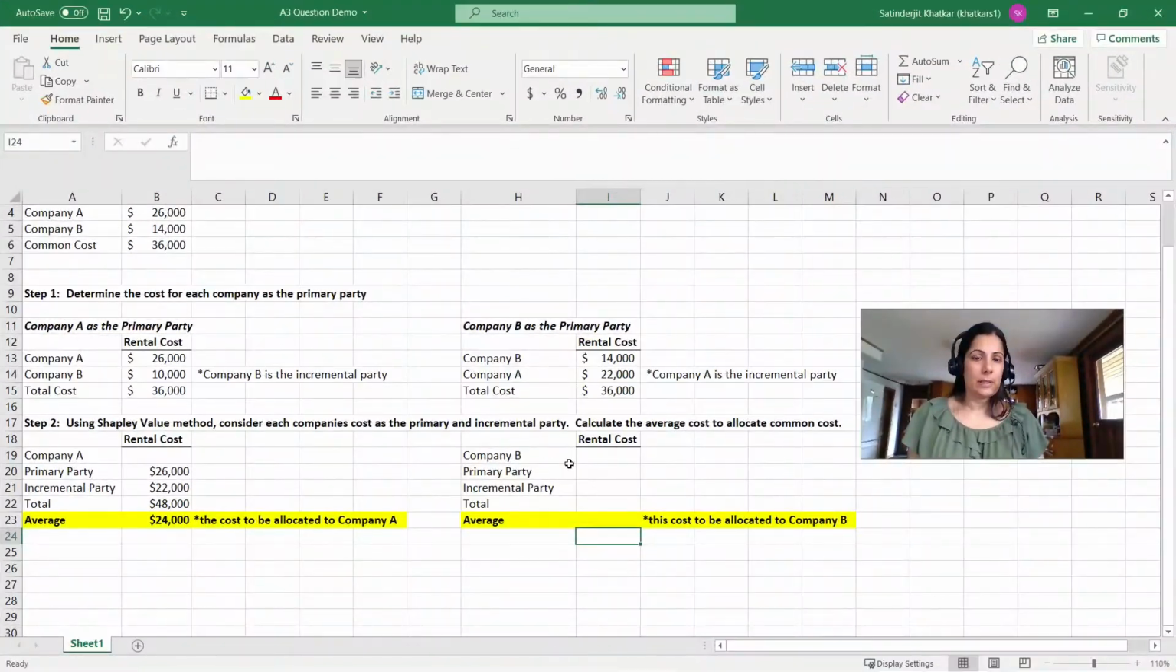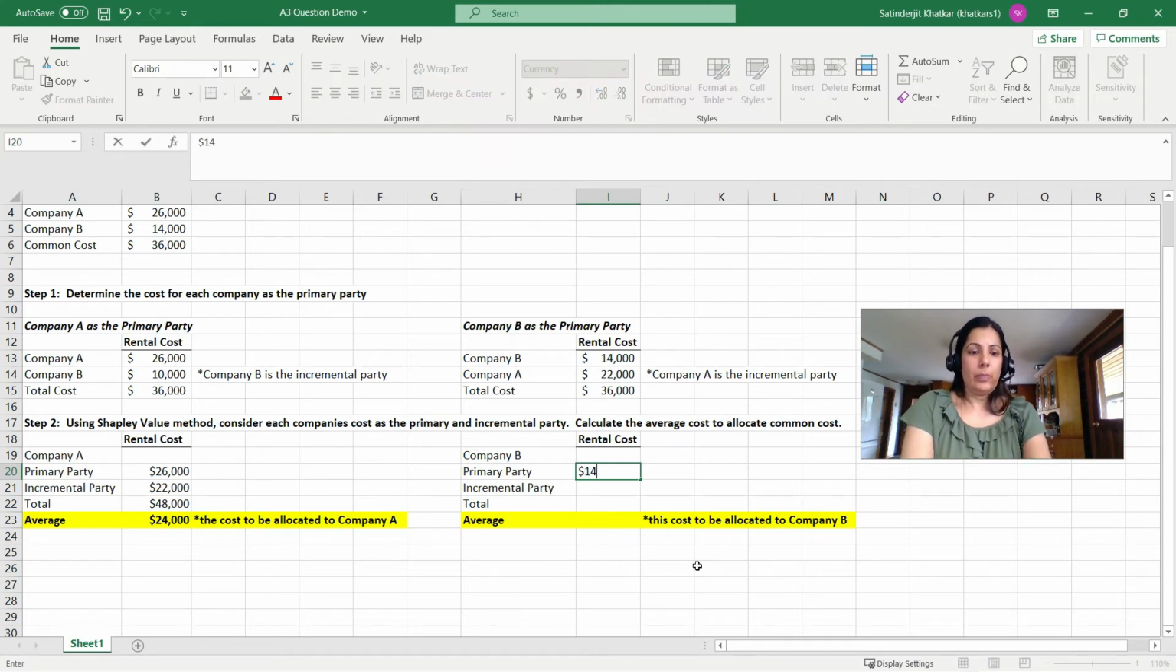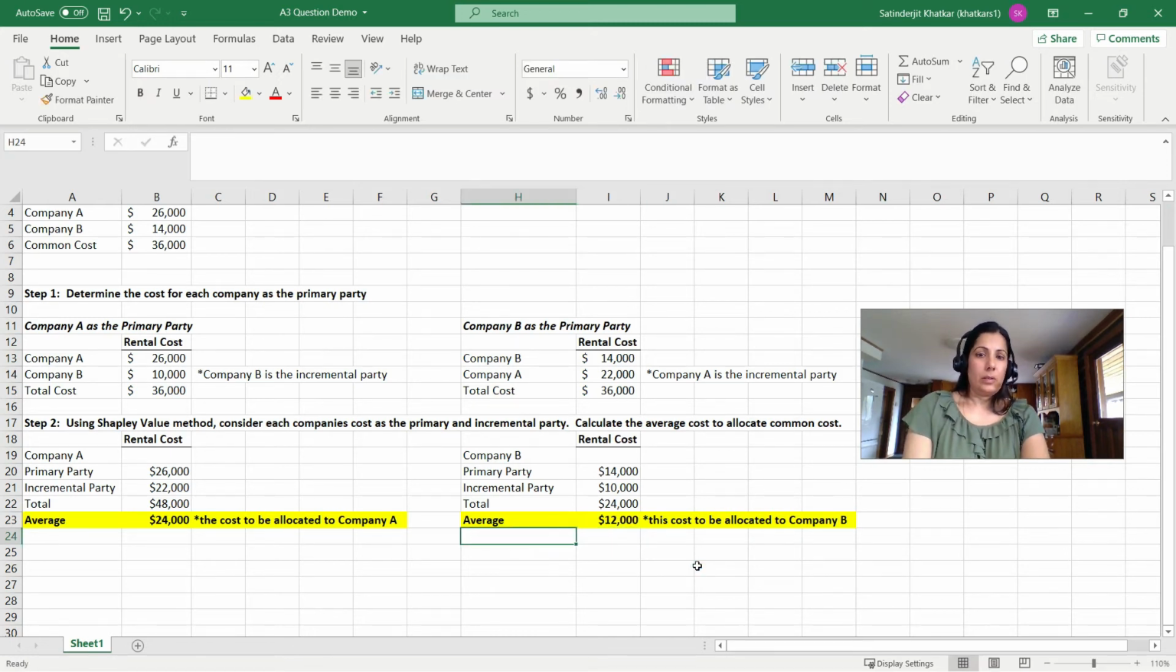And then we do the same for Company B. If Company B were the primary party, as calculated in step 1, they would pay $14,000. And as the incremental party, as calculated in step 1, they would pay $10,000, for a total of $24,000. The average of $24,000 is $12,000. So under the common cost allocation using the Shapley value method, Company B is going to pay $12,000. Company A is going to pay $24,000.